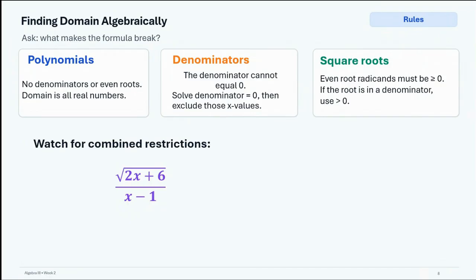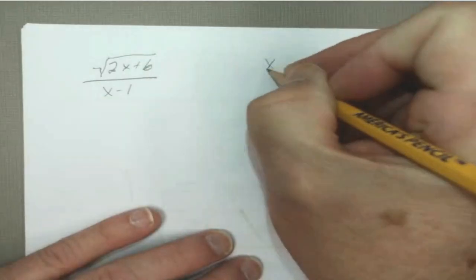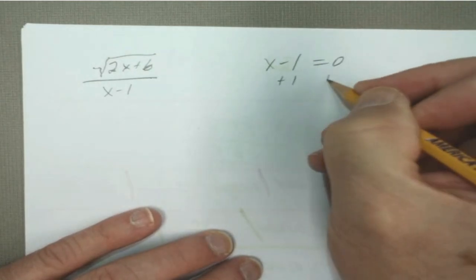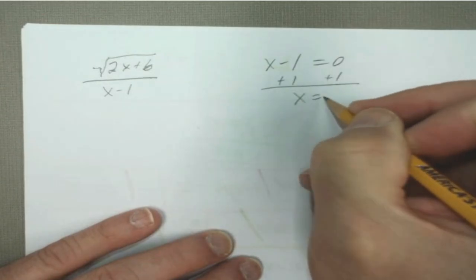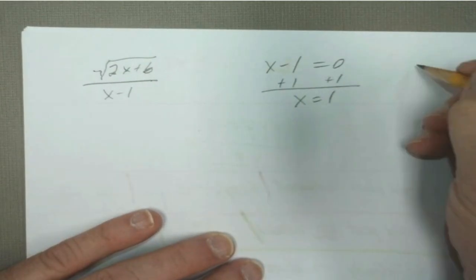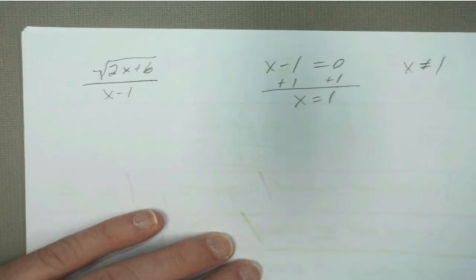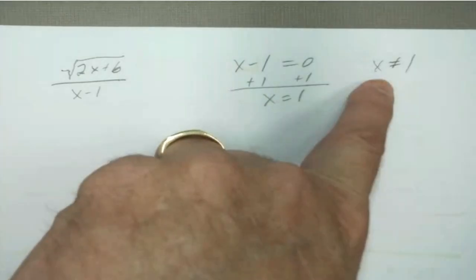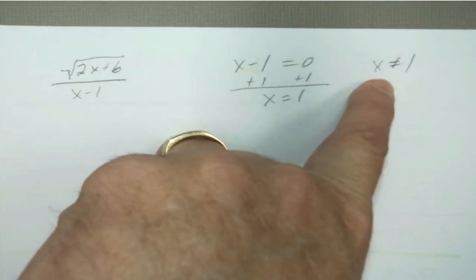If I ever forget to switch the camera when I'm working this, please let me know, because I don't want to do all this and you not see what's going on. So we're having to look at the rules and figure out. The first thing we saw is it has a denominator. So x minus 1 cannot equal 0. So solve this for x: x equals 1. So x cannot equal 1, right? So there's our first restriction to the domain. It can be everything else so far except for 1.